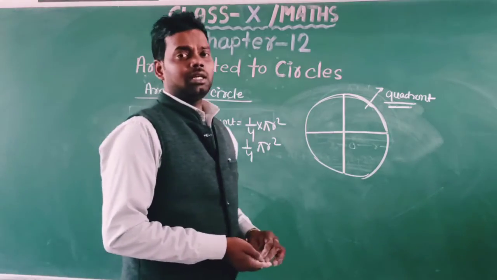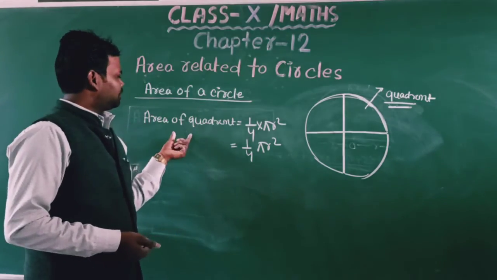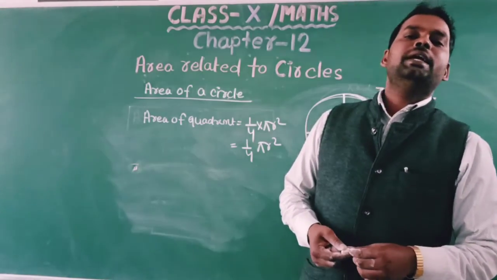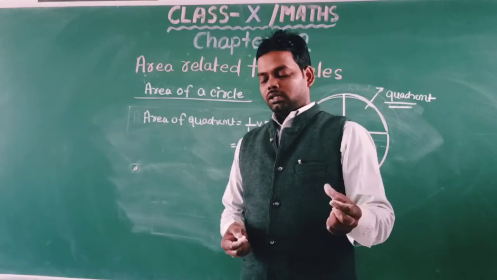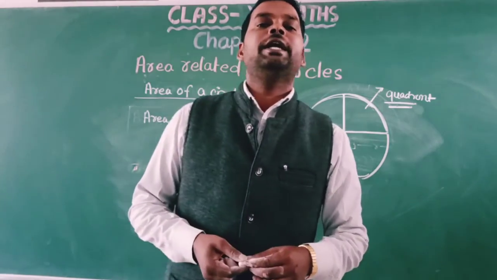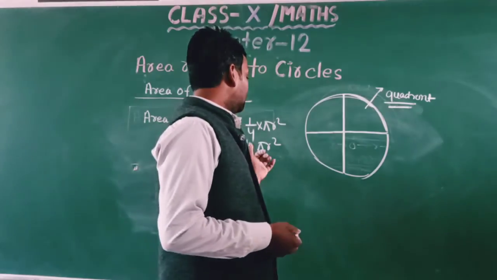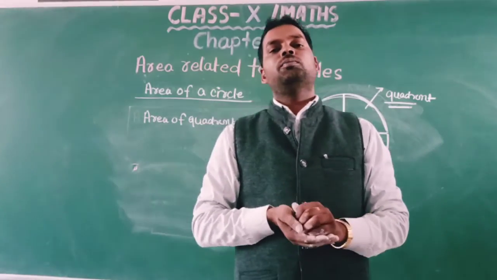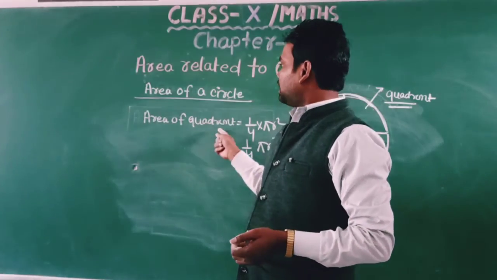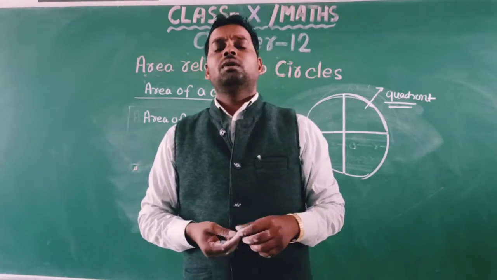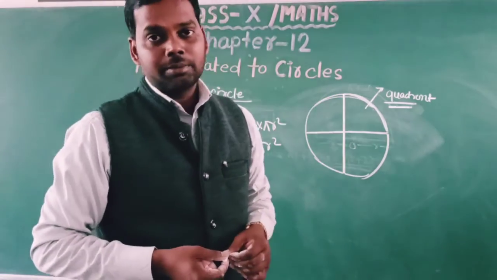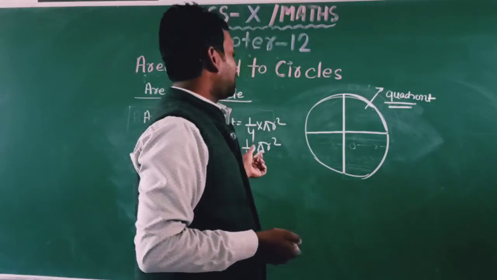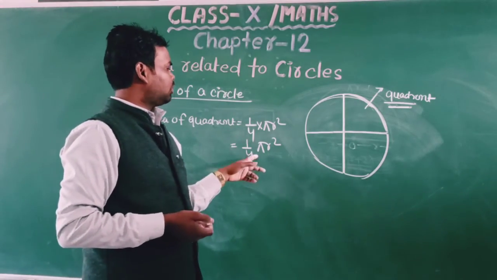So I revise once again. Pi is the Greek symbol which bears a constant ratio of the circumference of a circle to its diameter. Then the formula for circumference is 2 pi r. Next, area of circle equals pi r square, area of semicircle is 1 by 2 pi r square, and the quadrant, one fourth part of the circle, has area 1 by 4 pi r square.